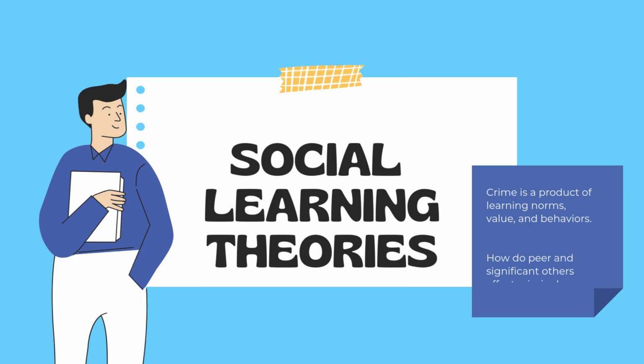And so that's the essence of social learning theories. They basically say crime isn't a biological glitch or a random choice. It's a product of the people you're around, the norms they hold, and the values they pass on.